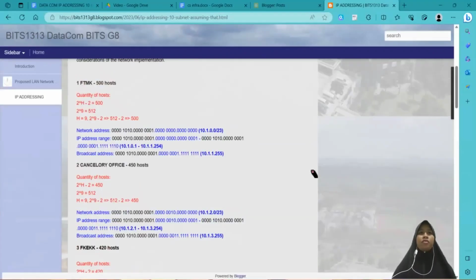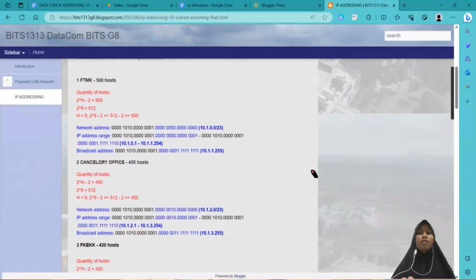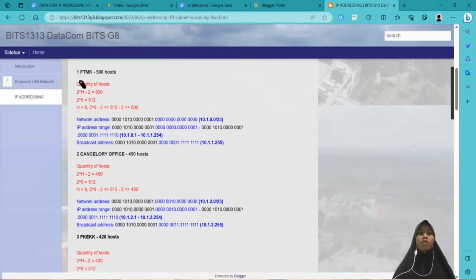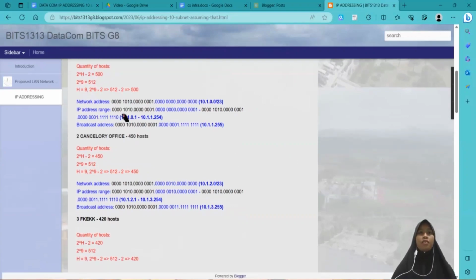Now for the calculation, we arrange from the larger number of hosts to the smaller number of hosts, so that it's much easier to calculate the address for each faculty. The first one is FTMK with 500 hosts, and the host bits are 2 to the power of 9, which means 9 bits borrowed, and 2 to the power of 9 is 512. So it's bigger than 500. Then this is the network address, the IP address range, and the broadcast address.